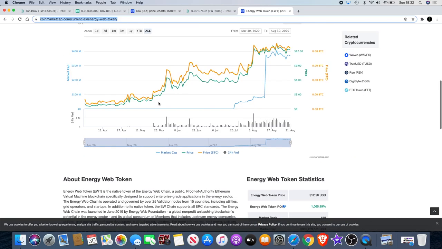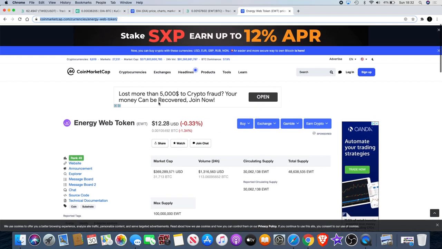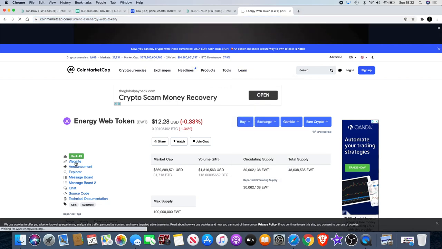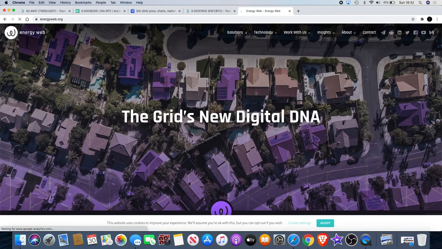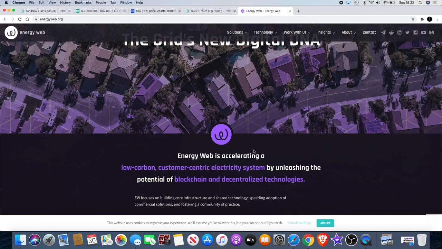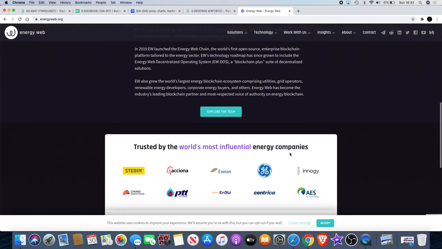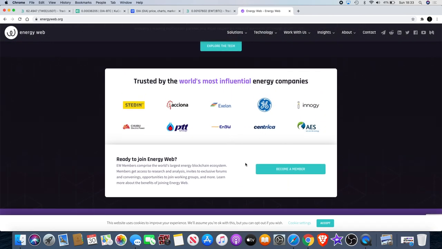And I think with what it's doing, there's a lot of potential for it to get in the billions very soon, okay? We're looking at energy, well, it's self-explanatory, energy, okay? Electricity, grids. I think they've got a lot of things going on in Australia with solar panels and so on. Low carbon customer-centric electricity system. The partnerships are crazy.